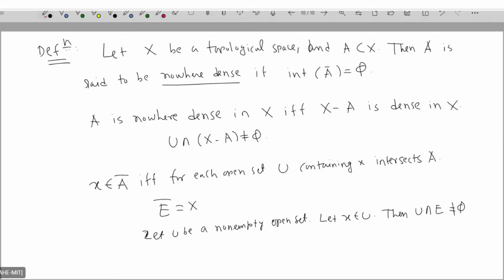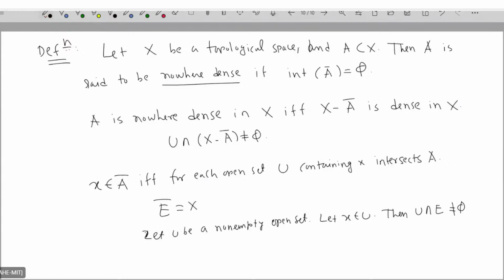I think I made a mistake. Yeah, I think it should be this one. A is nowhere dense in X if and only if X minus A closure is dense in X. Now we have, if this intersects, obviously then you cannot be in the interior of A.